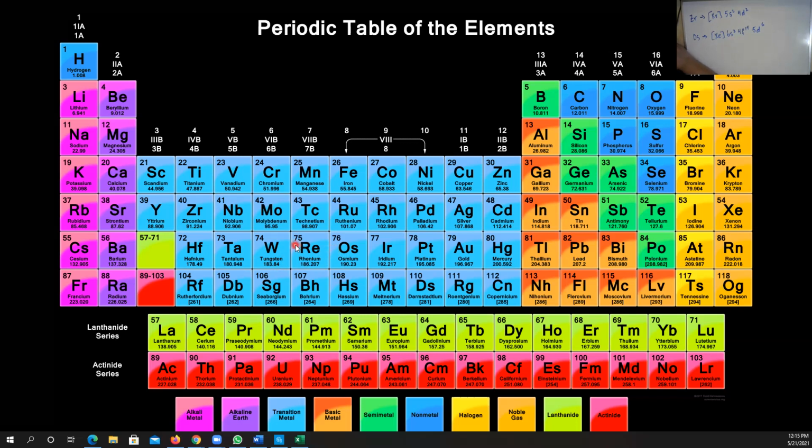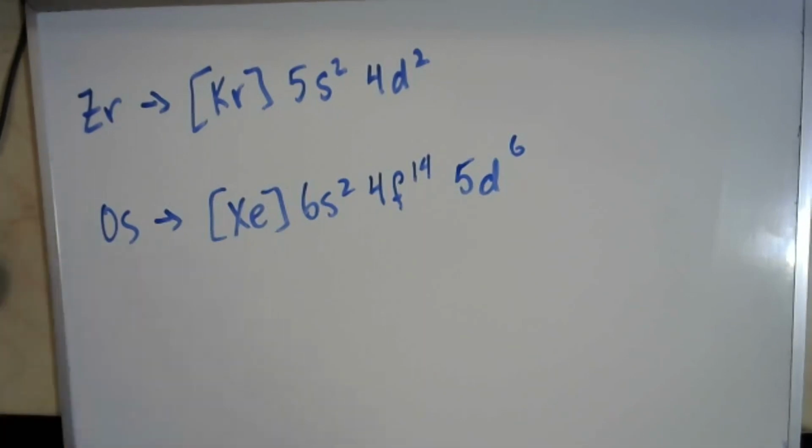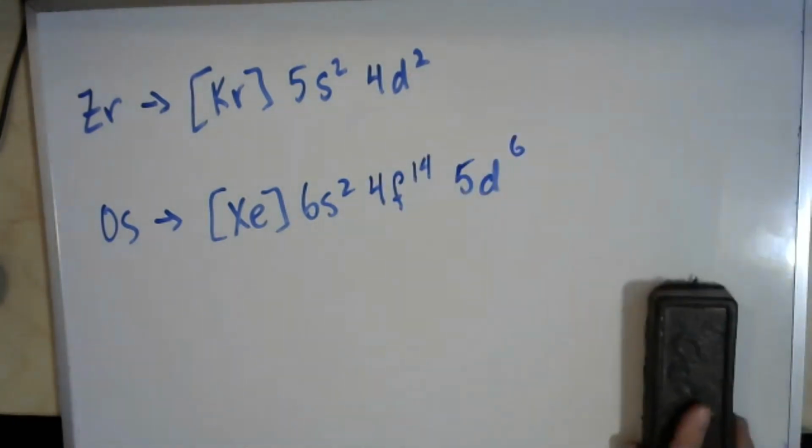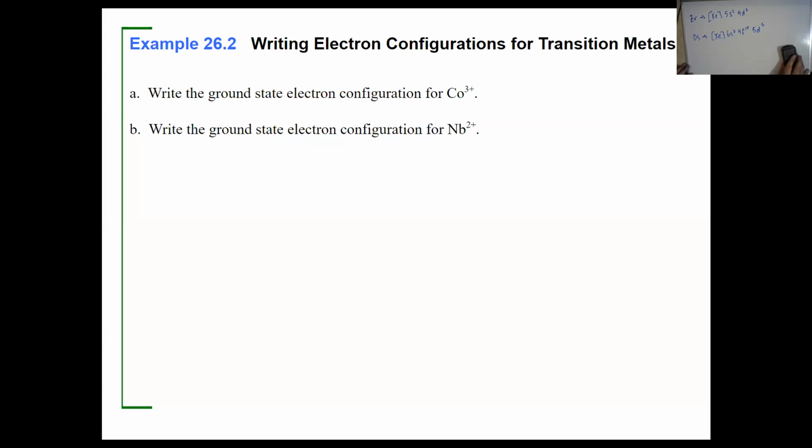All right, so that's how we're going to write neutral electron configurations. And we spent the time looking at this because we have to be able to write correct neutral configurations before we can write ion configurations. And the ion configurations are incredibly important to the stuff that we do in this chapter. Okay. So the next example is asking us to look at ions instead. Let me pull it up here. And we're going to look at Co3+ and Nb2+.